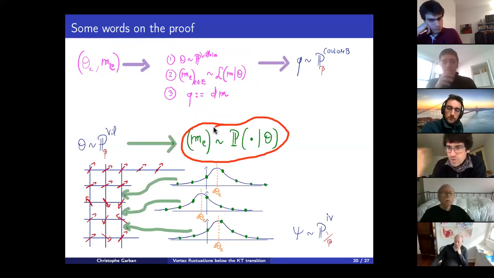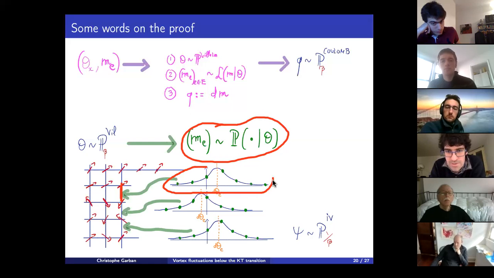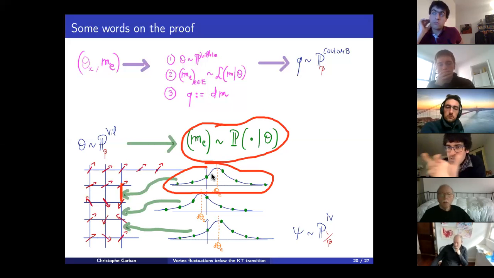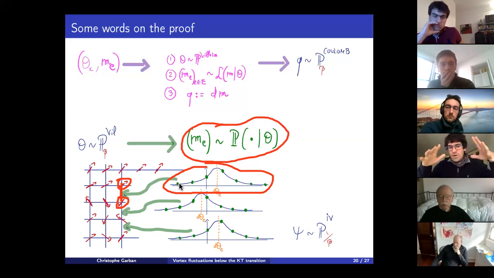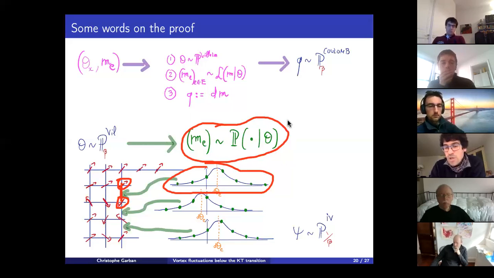As I said, it's a product of independent integer Gaussians. So on each edge e, you have an m of e, which is an integer Gaussian. So it's a kind of Gaussian, but restricted to the integers. The slight complication is that this integer Gaussian has a kind of mean, as a shift, which is given by the gradient of the angle here with respect to the angle here. So you have a kind of white noise of integer Gaussians, but this white noise is shifted due to the quenched disorder.